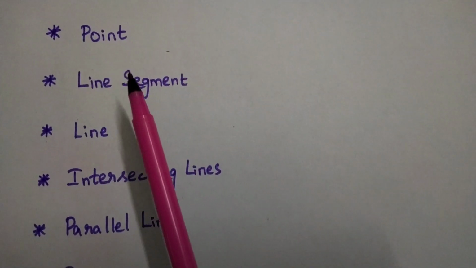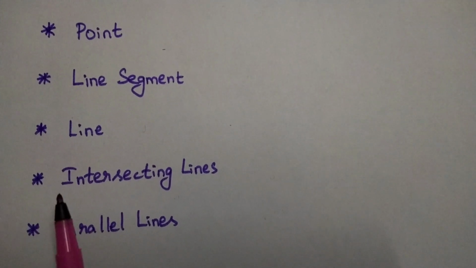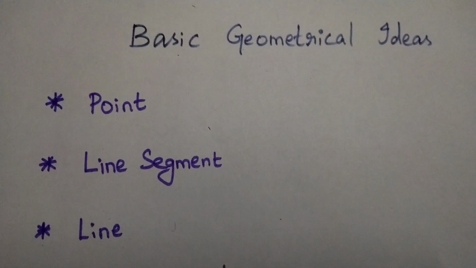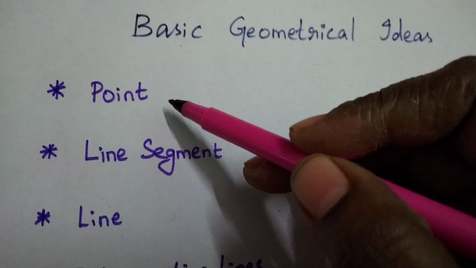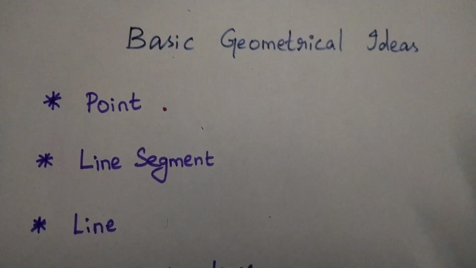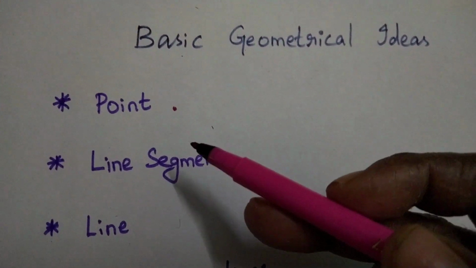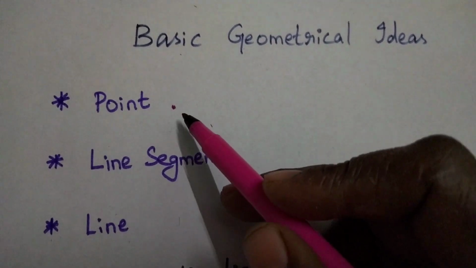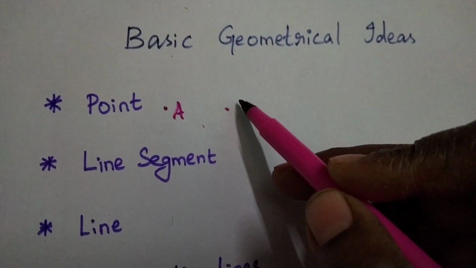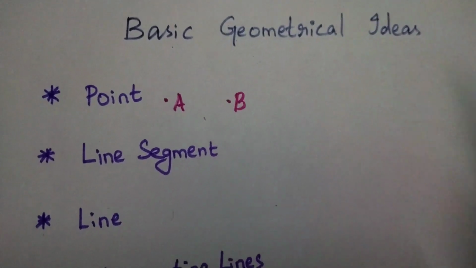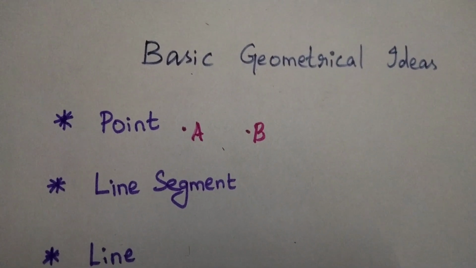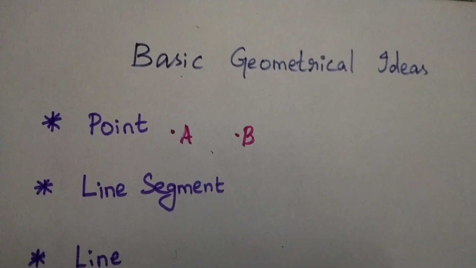Point, line segment, line, intersecting lines, parallel lines, ray. Point means a dot, a simple dot. And this dot is represented by capital letters, A, B, like that, point B. Point determines the location, that is the place where it is.